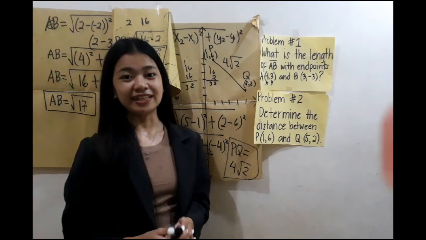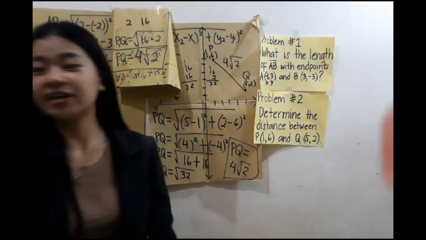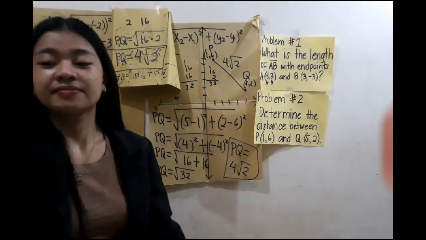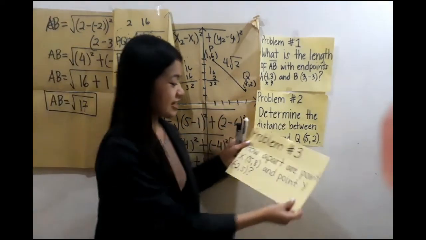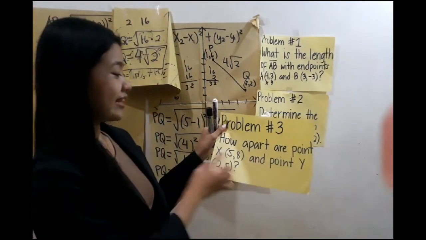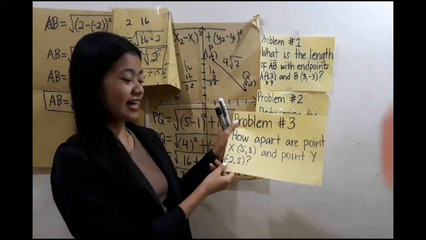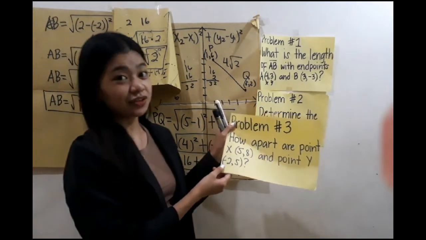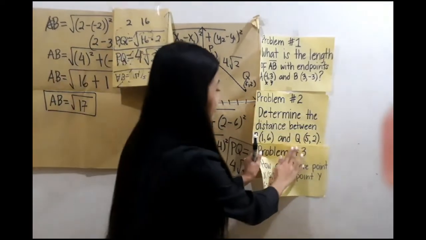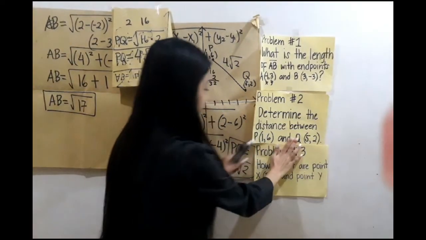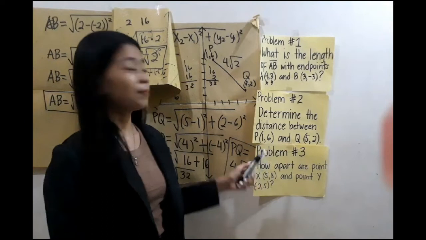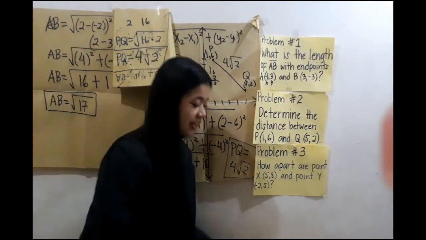So let's now proceed with our problem 3. Our problem 3 is, how far apart are point X, with coordinates 5 and 8, and point Y, which has the coordinates of negative 2 and positive 5? So again, we have to plot it on our Cartesian coordinate plane.